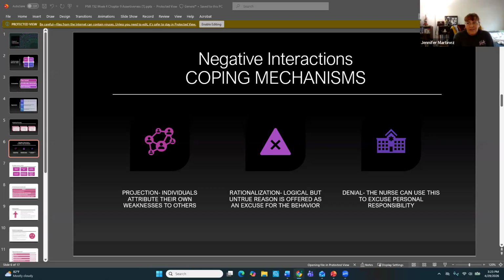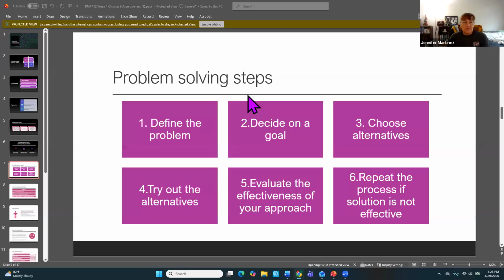And then denial. The nurse can use this to excuse personal liability, right? Oh, I didn't know that was my job. Or, nobody told me I needed to do that. So again, these are negative coping mechanisms.